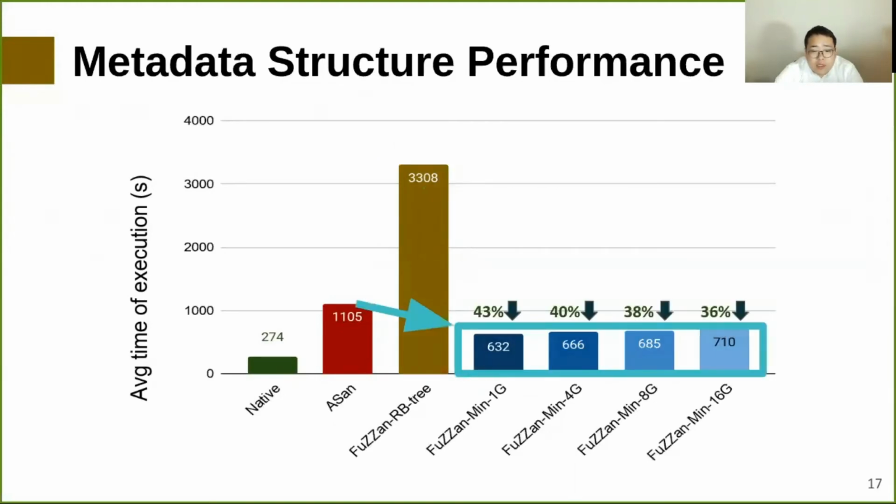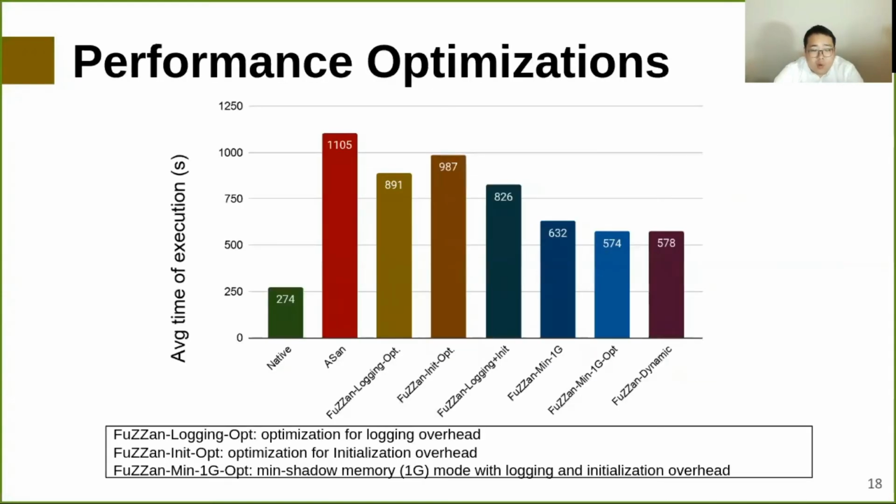In the case of the min shadow mode, it outperformed other sanitizers on all 26 applications, even while different min shadow mode configurations showed gradual overhead increases. And we also compared the performance of removing logging and initialization overhead and dynamic switching mode.